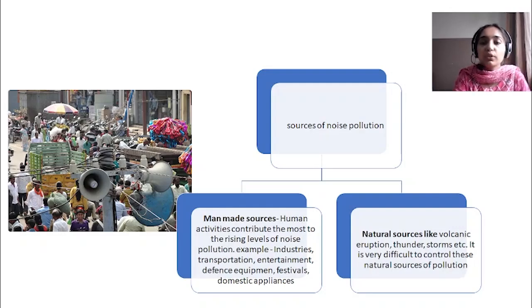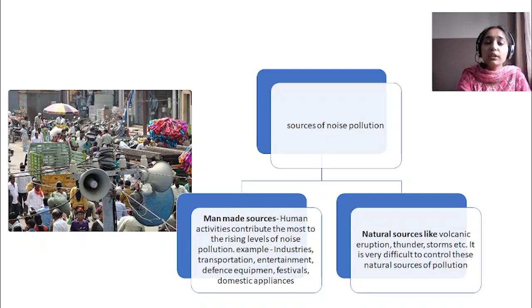Look, sources of pollution are divided into two parts: man-made sources and natural sources. Man-made sources are those where humans are responsible for creating this type of pollution, like when there is a huge sound from industries, transportation, when someone is honking the horn on a large scale, entertainment by increasing the volume of the sources of entertainment, defense equipment, festivals by cracking crackers, or with the help of domestic appliances, one can easily create noise pollution.